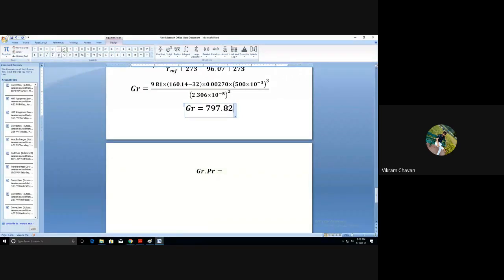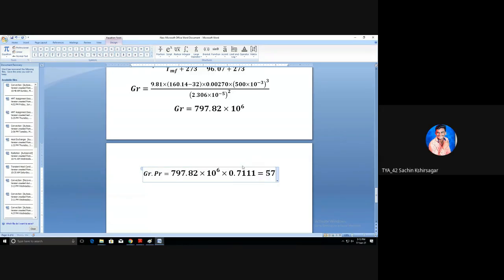797.82 multiplied by 10 to the power 6. If you are getting the same value, then no problem. If you are having a different value, then you can put your value in the chat box, no issue. Now here for Grashoff's number, I will take this value directly, and Prandtl number is how much? 0.7111. Do the calculation and determine the product of Grashoff's number multiplied by Prandtl number.